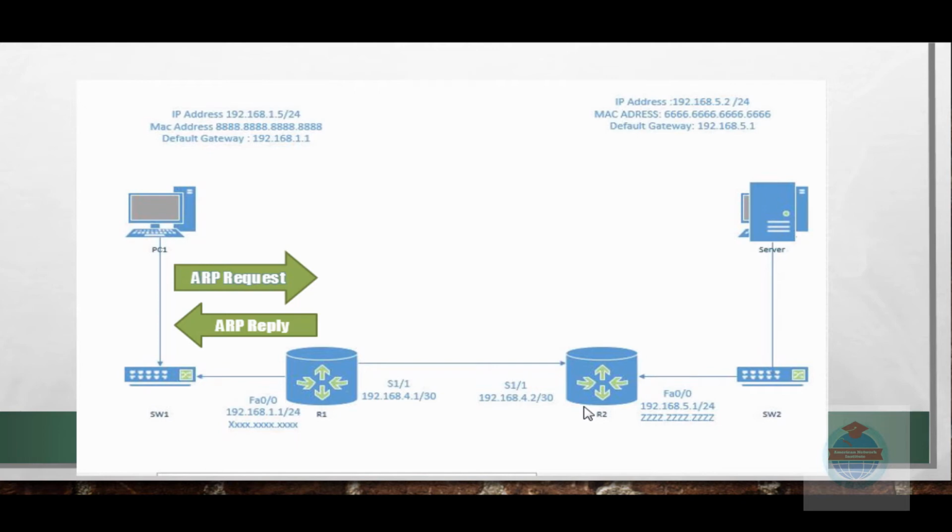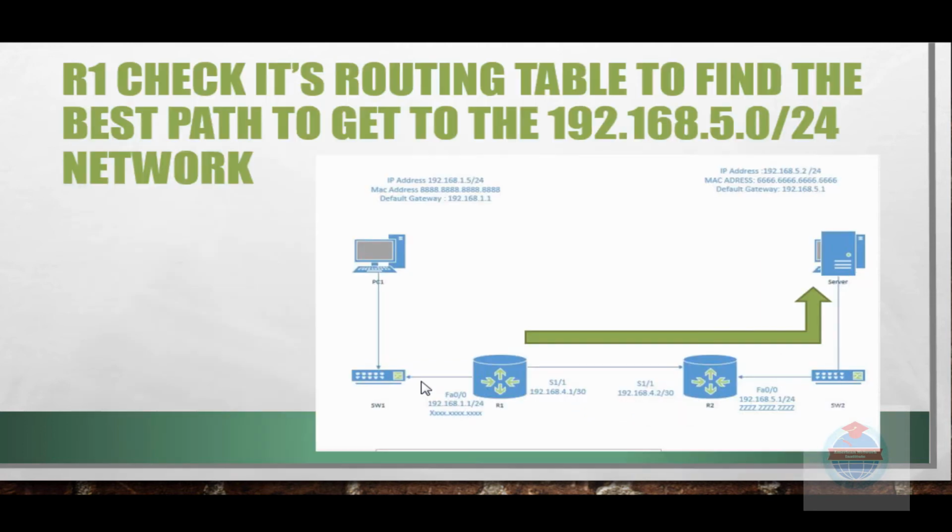Assuming that the time to live is not decremented to 0, router 1 checks its routing table to determine the best path to reach network 192.168.5.0. So we're going to send a data frame to that network, which is accessible through interface serial 1/1, the one that you're looking at over here. R1 therefore forwards the frame out of the serial 1/1 interface, as you can see over here.